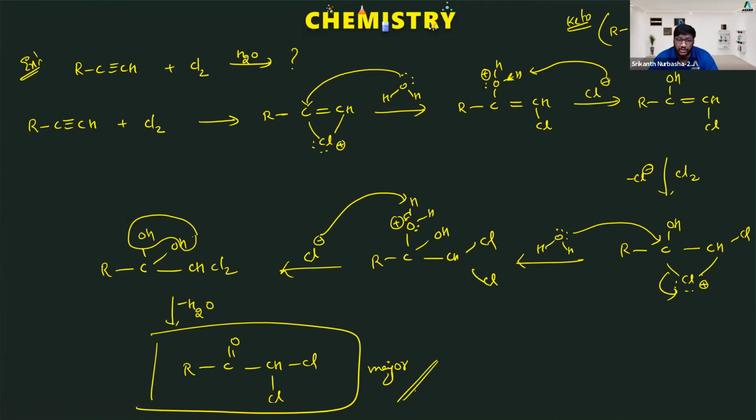Is that clear, students? RC double bond O, CHCl2 is going to be formed. That is your major product whenever an alkyne undergoes addition of halogen in the presence of water. The cyclic halonium ion is formed two times because we have two pi bonds in the alkyne. Fine, let us proceed further.